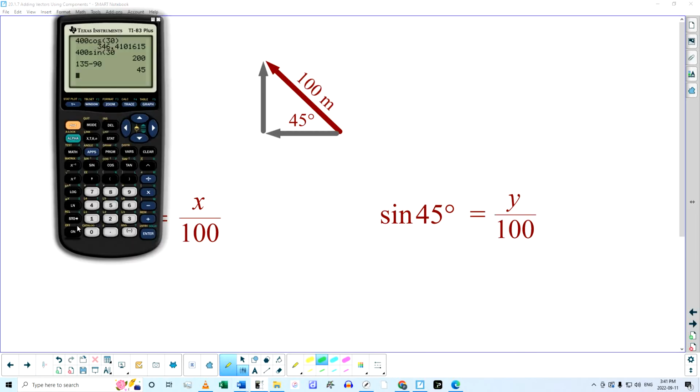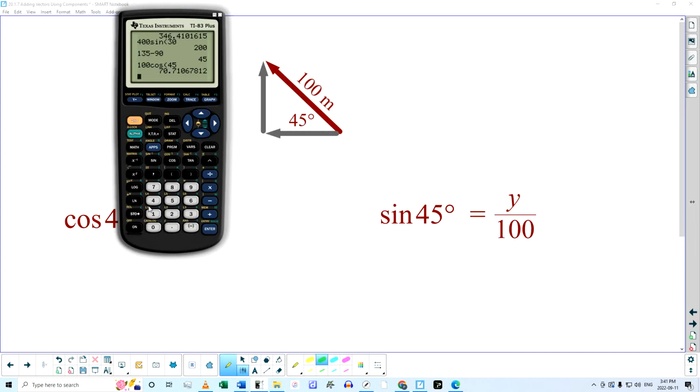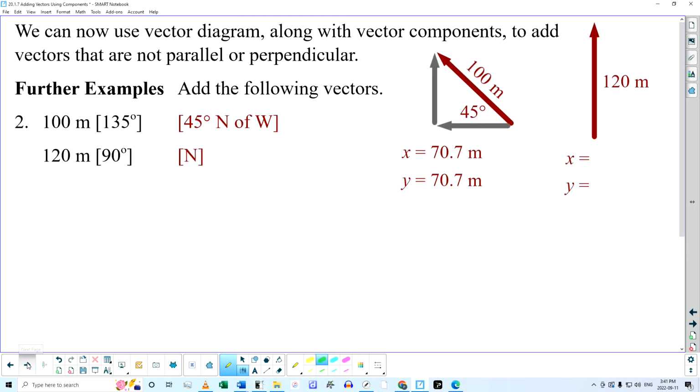Essentially all you're going to do is take 100 multiplied by the cos of 45 degrees. You get 70.7. If you take 100 times the sine of 45 degrees, well, you get the same thing. Because a 45-degree triangle and a right angle triangle is isosceles, these two sides will be equal. So that tells us that x has a value of 70.7 meters and y has a value of 70.7. However, the components need directions. So when you write the 70.7 meters for x, you need to indicate that it's west, and you need to indicate for y that it's 70.7 meters north.